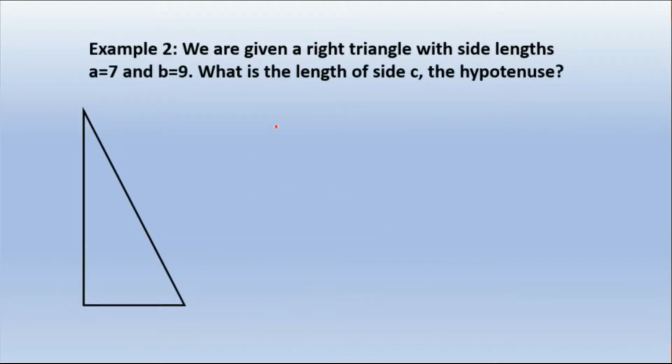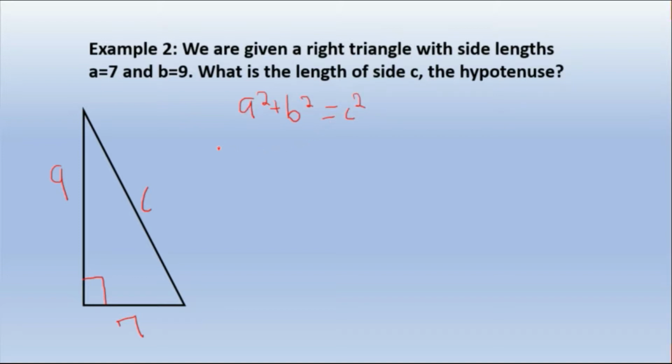Alright, so example 2, we're given a right triangle with side lengths a equals 7 and b equals 9. What is the length of side c, the hypotenuse? Alright, so our hypotenuse is always opposite from the right angle here. Let's call this bottom leg here 7 because it's shorter and it's a smaller number. And we'll call the longer leg 9. So let's write our Pythagorean Theorem, a squared plus b squared is equal to c squared.